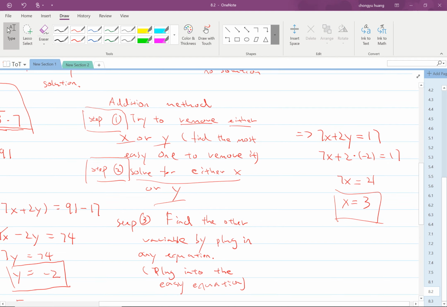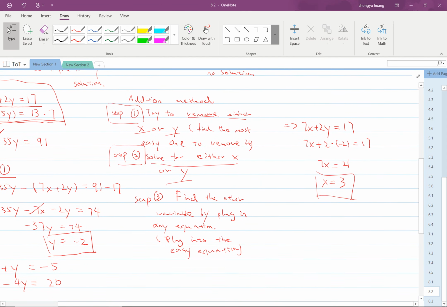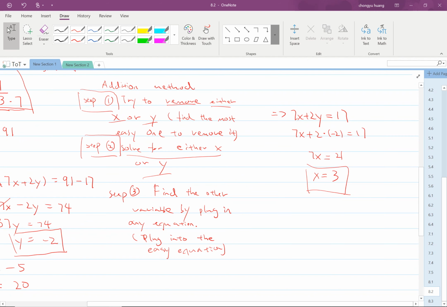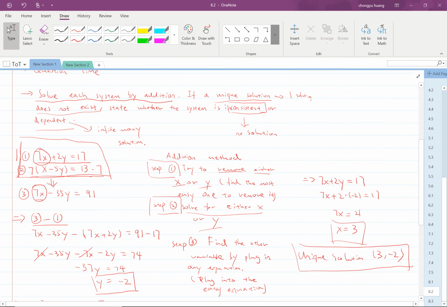So now, as you can see, you're finding the solution. Here we have a unique solution, 3, negative 2. So this is our unique solution. Since this one is a unique solution, we don't have to state that it's inconsistent or dependent. We don't have to do that.